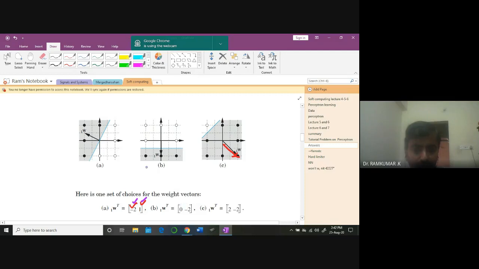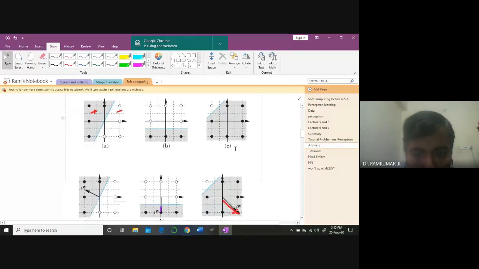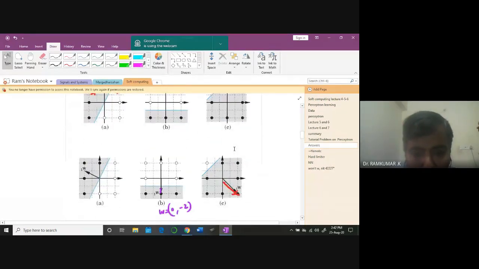So, second case, you can see the weights will be 0. X-axis is 0 and the negative axis is -2. That's the second weight: 0, -2. For the third case, the weight is 2, -2. Anybody having difficulty visualizing it clearly? Any doubts? Please ask if you have doubts.